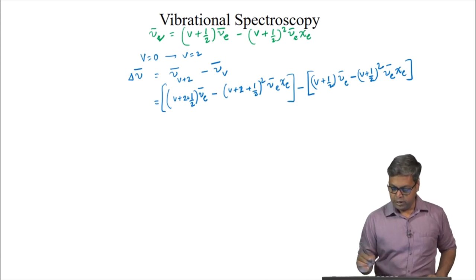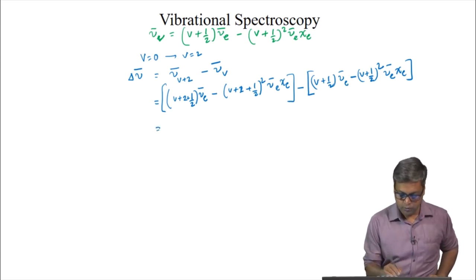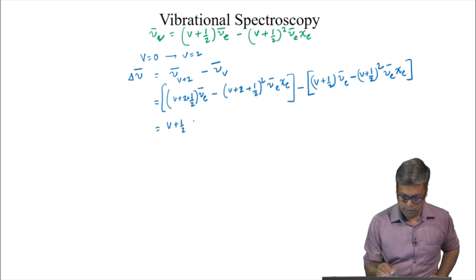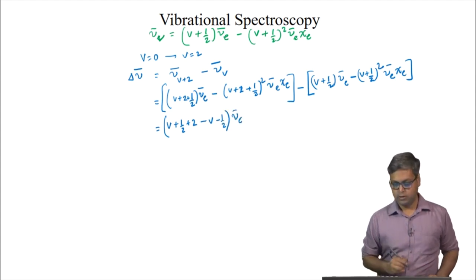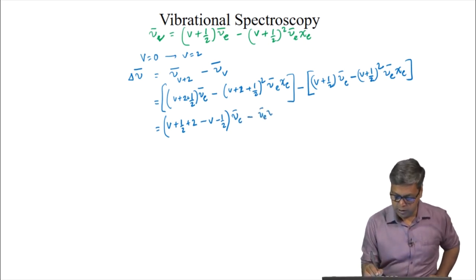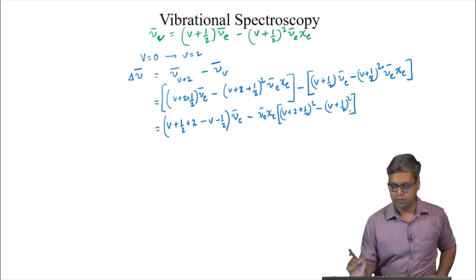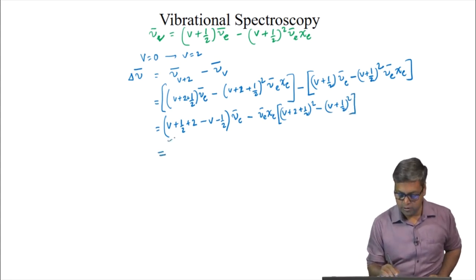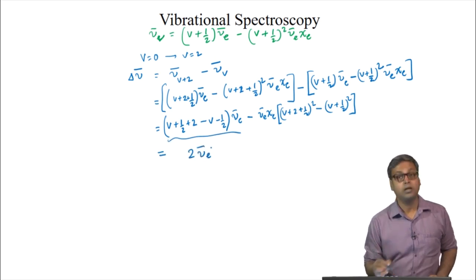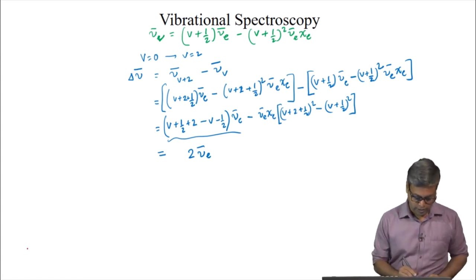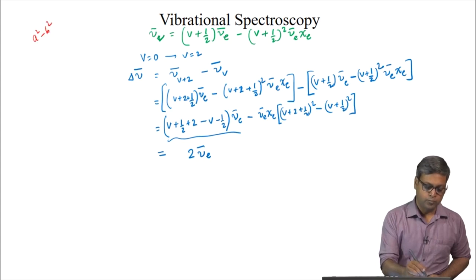So, we can simplify this, we can put the similar terms together. So, we have (V plus half plus 2 minus V minus half) ν̄_e, and then if we take minus ν̄_e χ_e common, what we have is (V plus 2 plus half) squared minus (V plus half) squared. So, as we can see, the first term gives us 2 ν̄_e, and for the second term we know that a squared minus b squared equals (a plus b) times (a minus b).